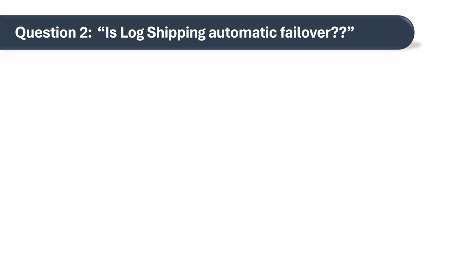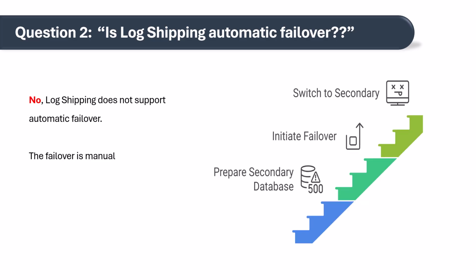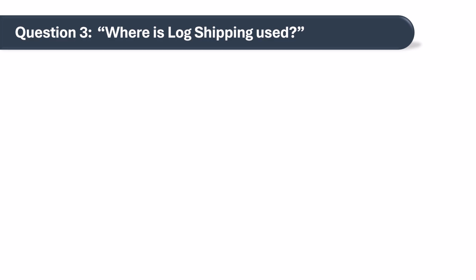Another log shipping follow-up question can be, does log shipping support automatic failover? So let's understand the meaning of failover. It means when the primary database server goes down, users are moved to another ready database server so the application keeps working, meaning switching users from a failed server to a standby server. So, does log shipping provide automatic failover? No, log shipping doesn't support automatic failover. The failover is manual.